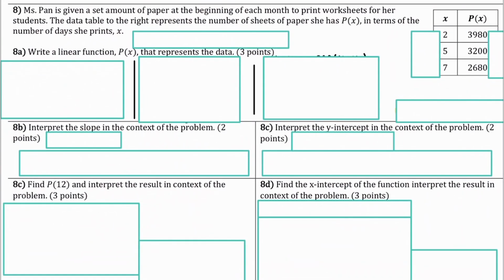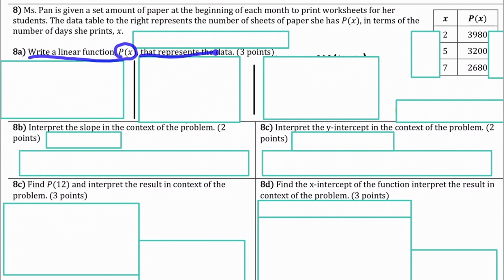Okay, moving on to number 8. Miss Pan is given a set amount of paper at the beginning of each month to print worksheets for her students. The data table to the right represents the number of sheets of paper she has, P of X. That tells us P of X is the number of sheets of paper in terms of the number of days that she prints, X. So X represents days, and P of X is how much paper is left.